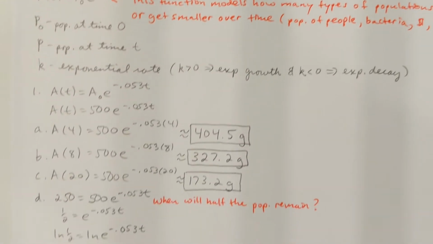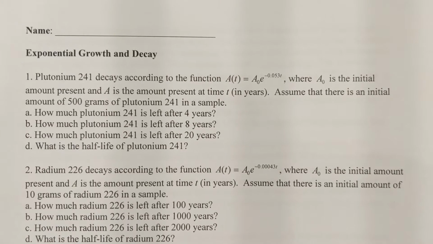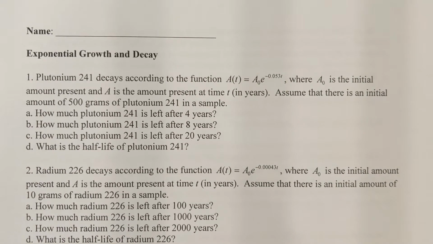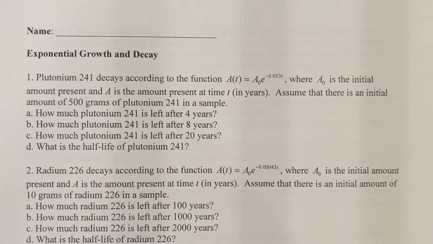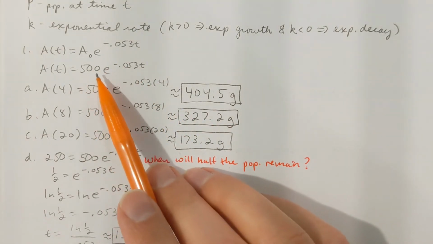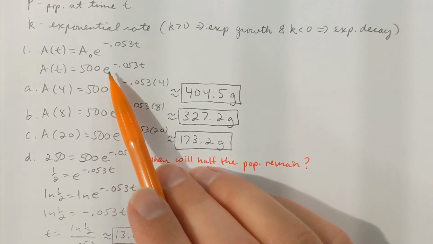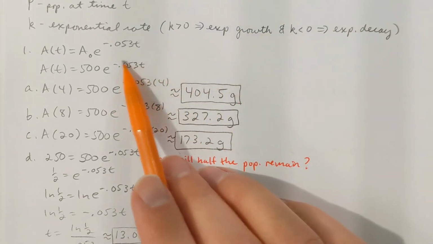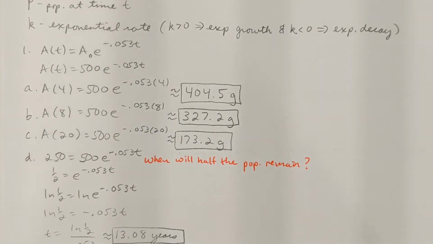All right, so let's take a look at a couple of these problems. Problem 1 on this sheet says plutonium-241 decays according to the function A of t, which is given there, where A sub 0 is the initial amount present and A is the amount present at time t, which is in years. Assume that there is an initial amount of 500 grams of plutonium-241 in the sample. So here's my function that I'll be using. I've got initially 500 grams in this sample, that would be the value of A sub 0. And notice how in this problem we're working with exponential decay. The exponent is negative, so over time there's going to be less and less plutonium in the sample.